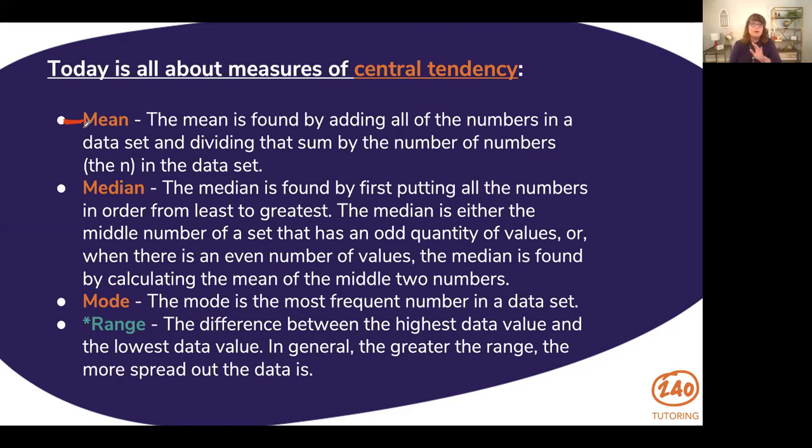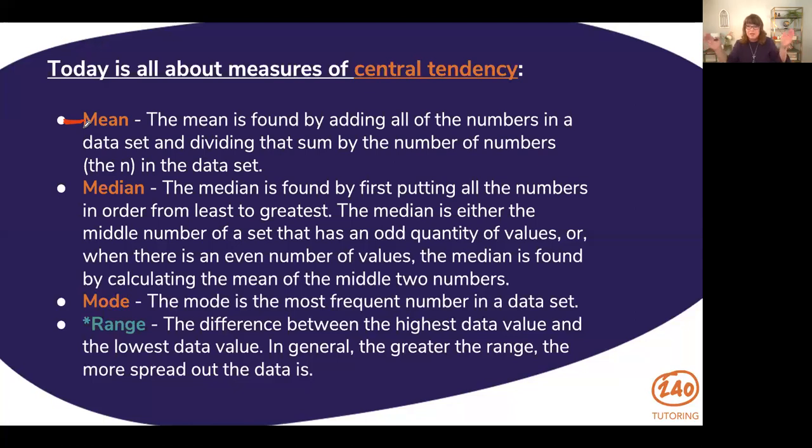The second one is median. Now the median is basically the number in the middle when they're put in order from least to greatest or greatest to least. I usually go least to greatest, but you will get the same thing regardless of which way you go. So it's that number in the middle of the data set. You're going to put it in order from least to greatest and then find the number that's in the middle. And I'm going to do a sample for you so you can see how easy that is.